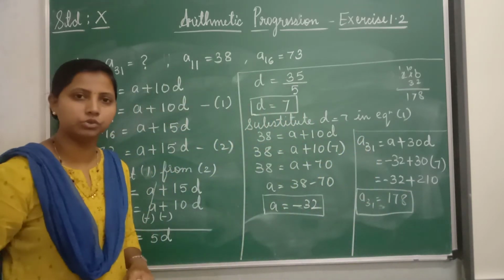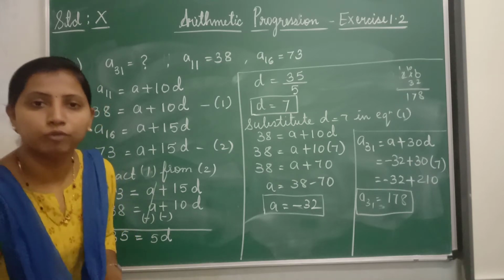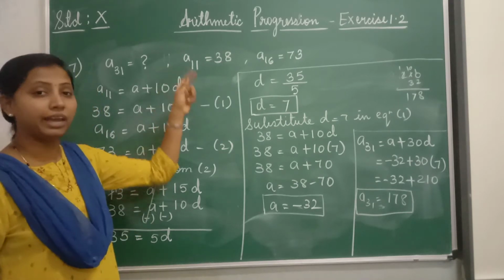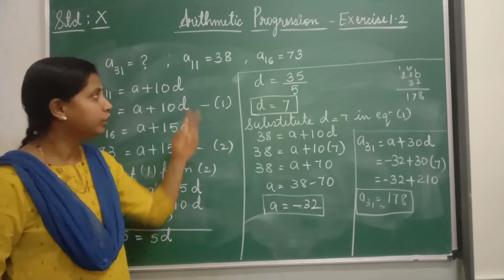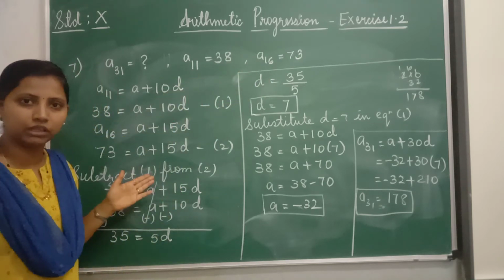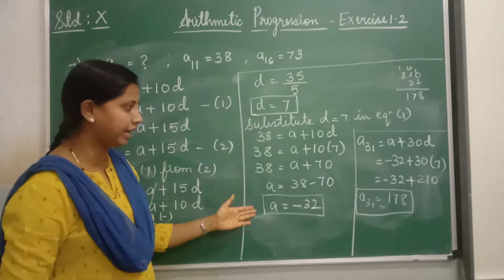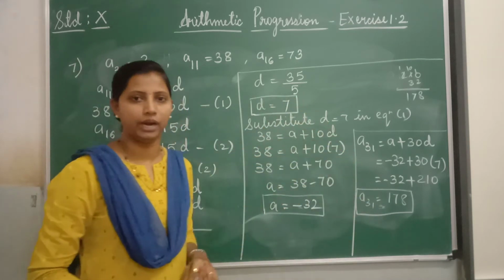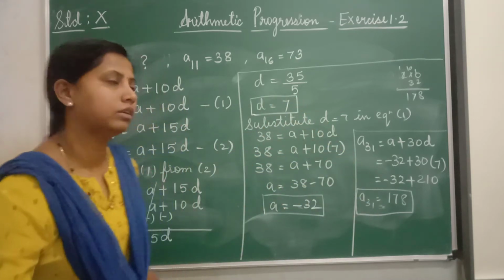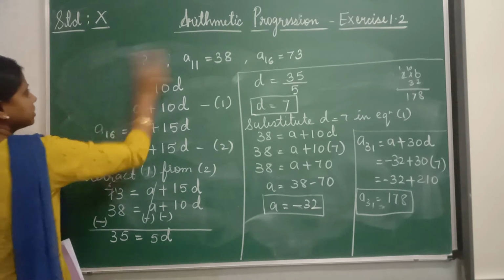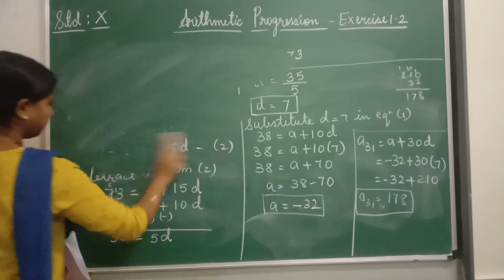Understood, children? In this way, when you have to find any of the terms and A and D both are not given, you have to frame the two equations from the given things, then find the values of A and D, and then find the required term. Okay? Let's move to the next question.